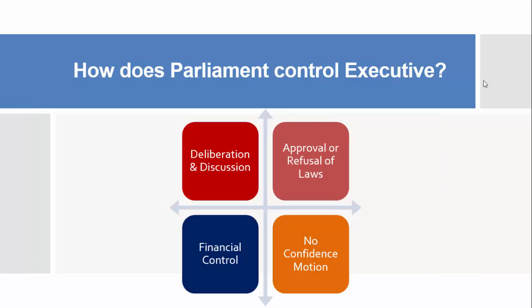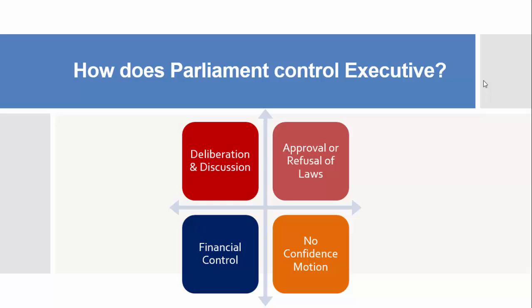In this slide, we will discuss how Parliament controls the executive. There are various ways in which Parliament controls the executive. Number one, deliberation and discussion. Number two, approval or refusal of laws. Number three, financial control. And number four, no confidence motion. Now we will discuss each and every instrument of the Parliament through which it controls the executive, one by one.